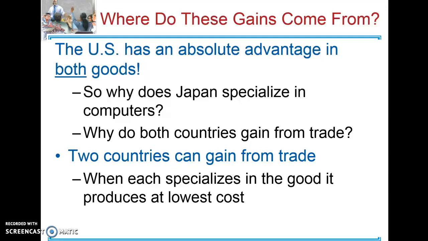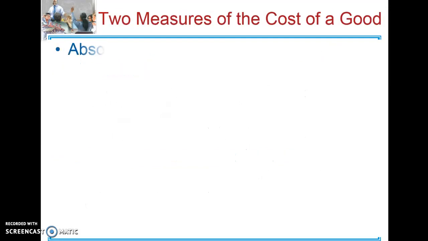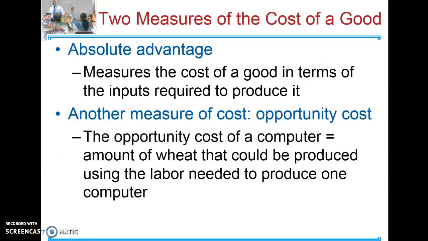Two countries can gain from trade when each country specializes in the good that it's producing at the lowest cost. So looking again, we're looking at two different types of costs. Absolute advantage measures the cost of a good in terms of the inputs, and the other measure of cost is referred to as opportunity costs. And this concept of opportunity costs is very important.